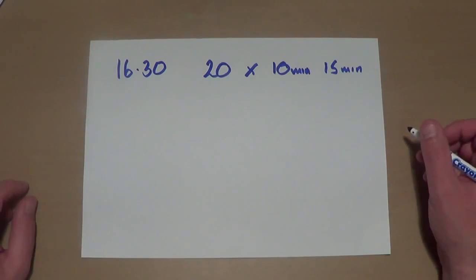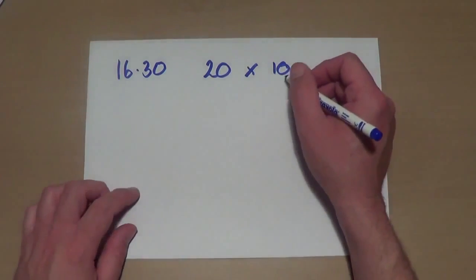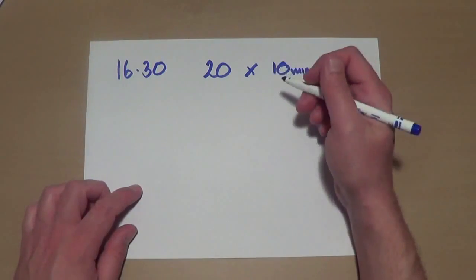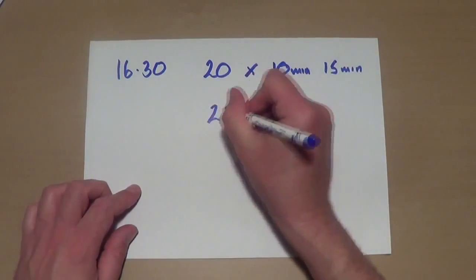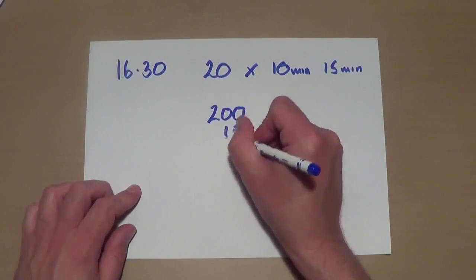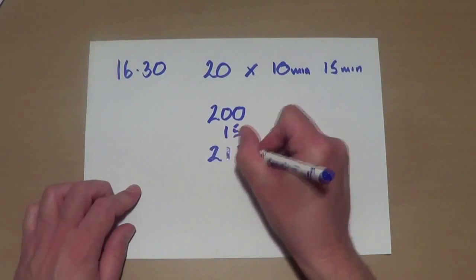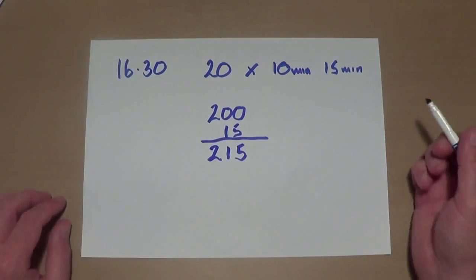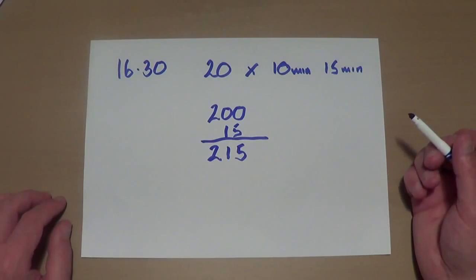Okay, so the first thing we need to do here is add up all these minutes. We're going to times it by the 20, so 10 tens is 100, 10 20s is therefore 200. We need to add in the 15-minute break. That would give us 215. We now need to convert that 215 minutes into hours.